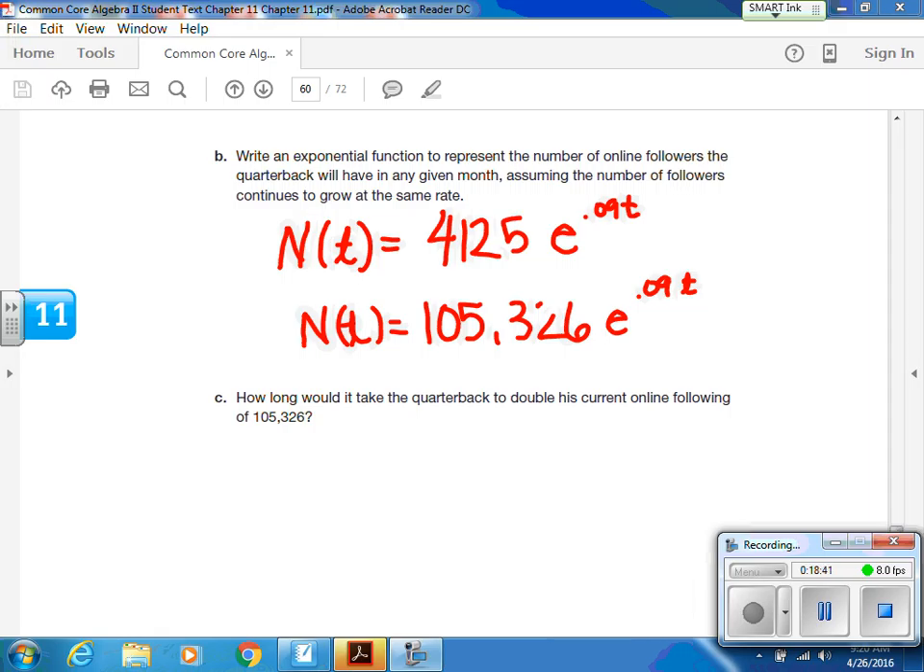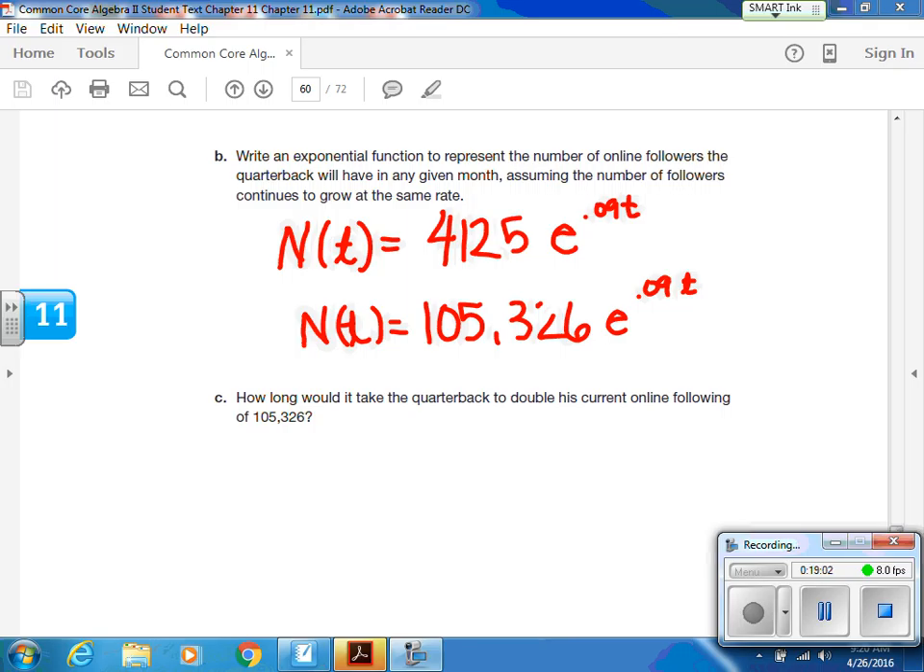Yes, months. Okay. Let me show you a trick here on doubling. If you need to double or triple or whatever, you really don't even need to know the original amount, because what happens as soon as you divide? It's 2. So if you know the rate, that's really all you need.